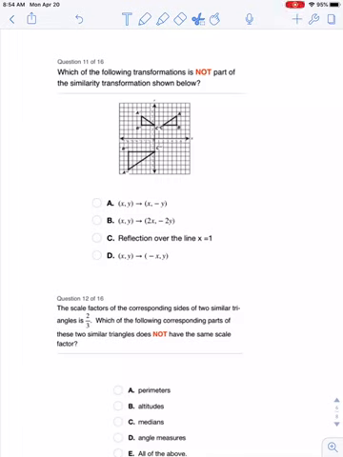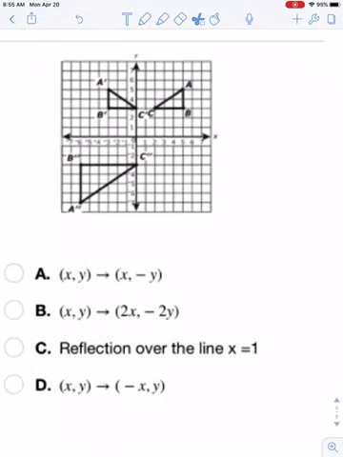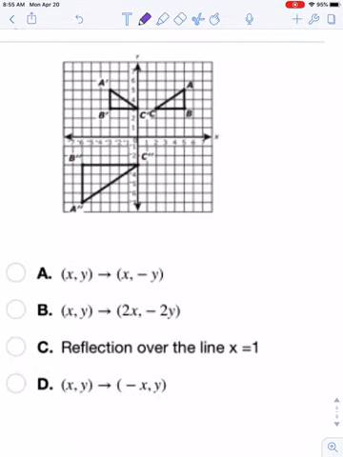Okay, so now we're looking at this video right here. Which of the following transformations is not part of the similarity transformation shown below? Looking at this one right here, this is a reflection. First off, I forgot to say, we're starting at this triangle right here. Notice how there's no primes, it's just triangle ABC. So we're starting at this triangle right here.